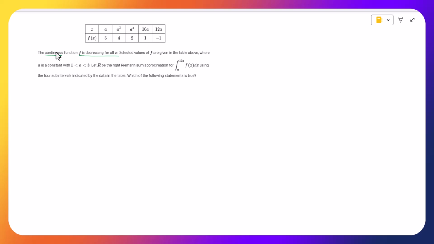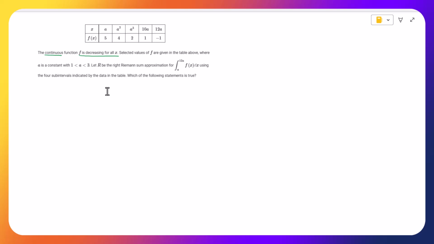The continuous we'll talk about more later, but the decreasing is what matters for now. A is a constant with 1 is less than a. So A is between 1 and 3. Let R be the right Riemann sum approximation for A to 12A. So we're talking about this whole thing using the 4 subintervals. Again, we're doing a right Riemann sum.